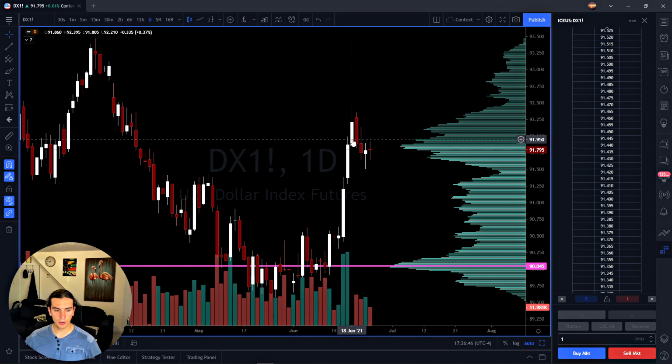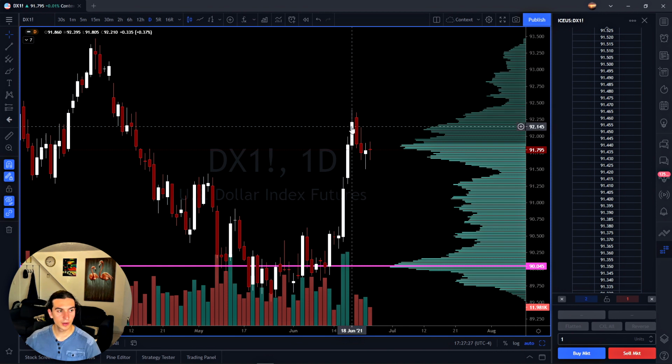And you guys already know that the minimum tick value in the DX is $5. So from 91.43 to 91.43 half, that's going to be $5 movement in your account. We're going to make it even simpler and say from 91.40 to 91.41, that's $10. So for every cent that the index moves up or down, that's going to be $10.